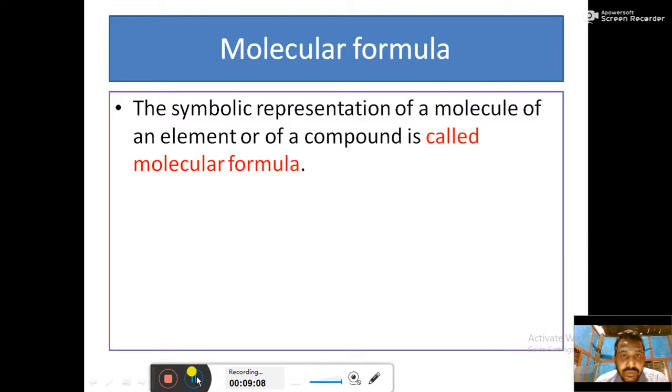Now here comes the new topic, molecular formula. Here is the definition written: the symbolic representation of a molecule, of elements, or of a compound is called the molecular formula. If you represent elements or compounds in terms of symbols, then it is called a molecular formula. The simple definition is the symbolic representation of molecules, or you can say elements. Now moving to the next slide.